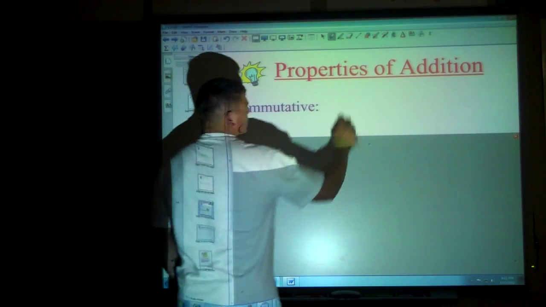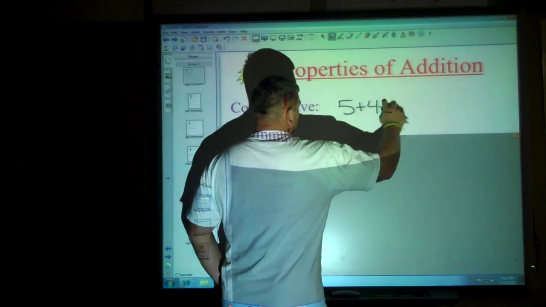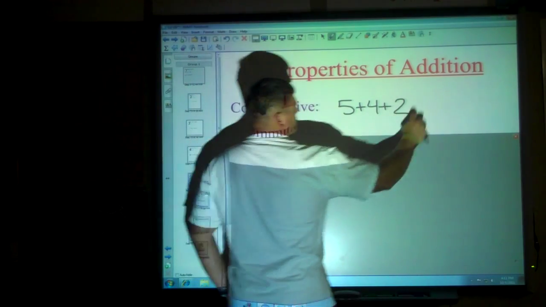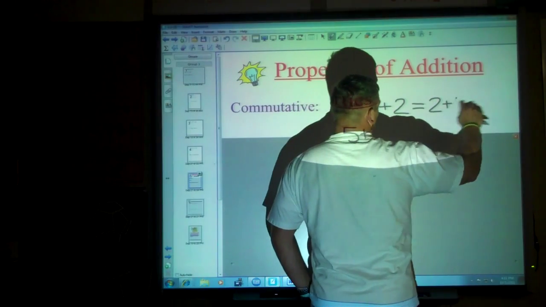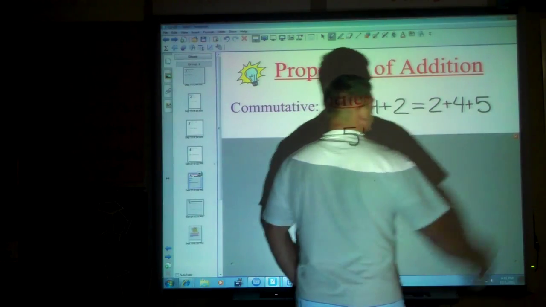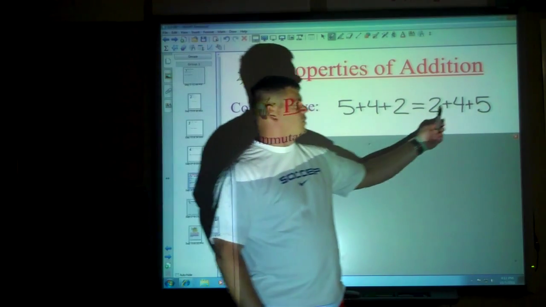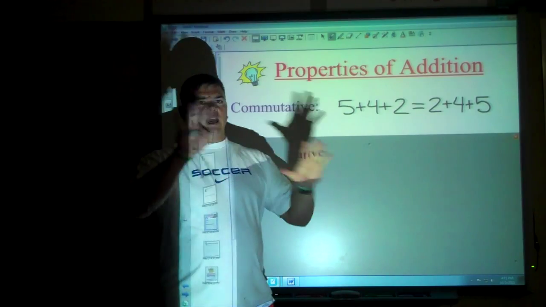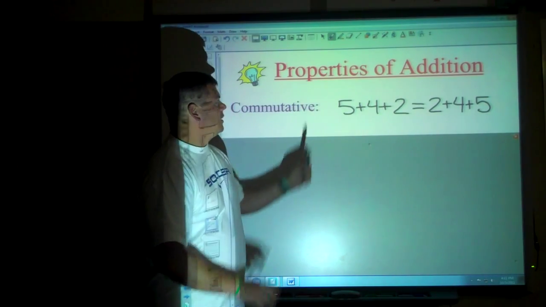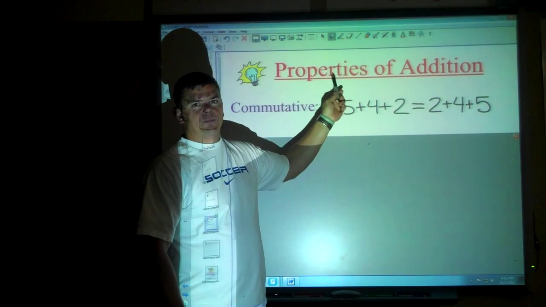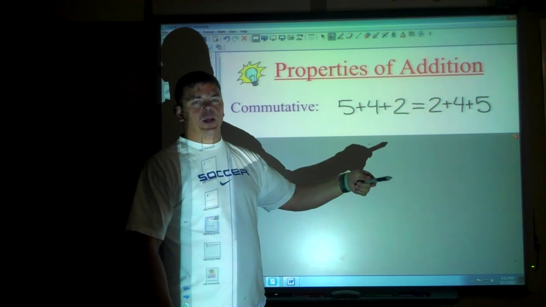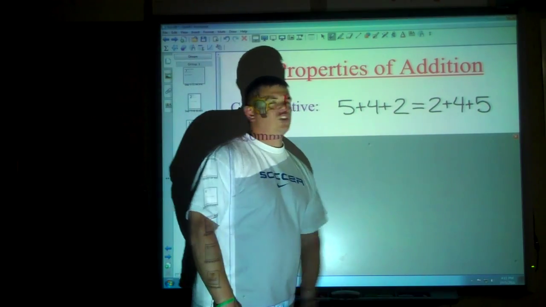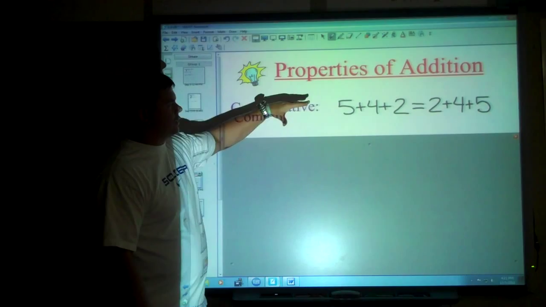So for example, 5 plus 4 plus 2. 5 plus 4 is 9. 9 plus 2 is 11, right? That is going to be the same as 2 plus 4 plus 5. It's still going to be 11. 2 plus 4 is 6. 6 plus 5 is 11. The order doesn't matter. So the commutative property takes the numbers and can switch them around. This does not work with subtraction. 5 minus 4 is 1, but 4 minus 5 is negative 1. Big difference. So the addition property allows us to do more things.